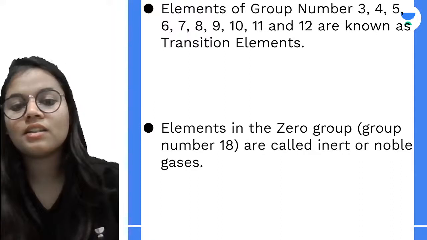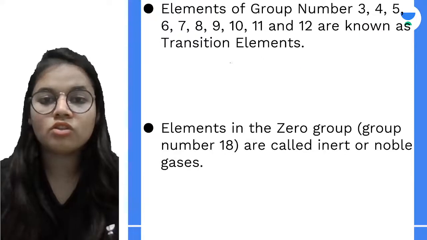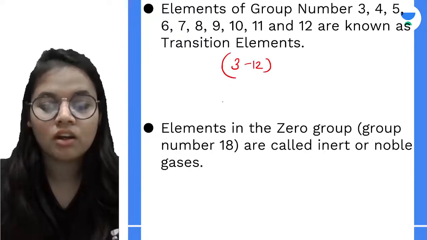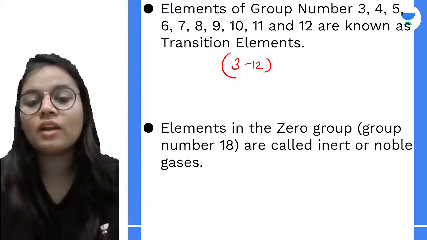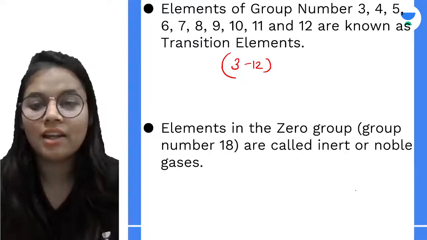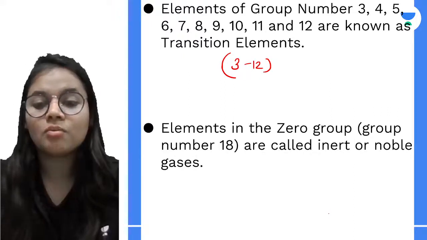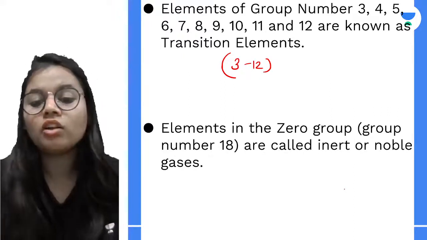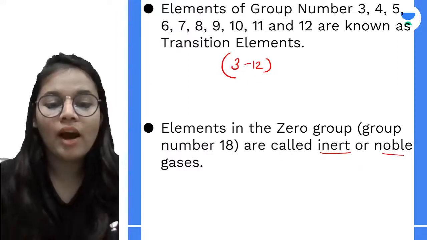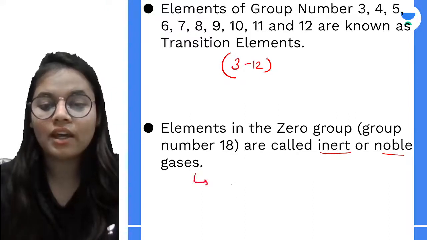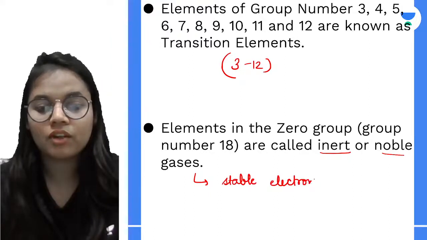Next are the transition elements. The transition elements are present in group number 3 to group number 12. Next are the elements of the zero group, that is, group number 18. These are known as inert or noble gases. Why are they known as noble gases? Because they have a stable electronic configuration.